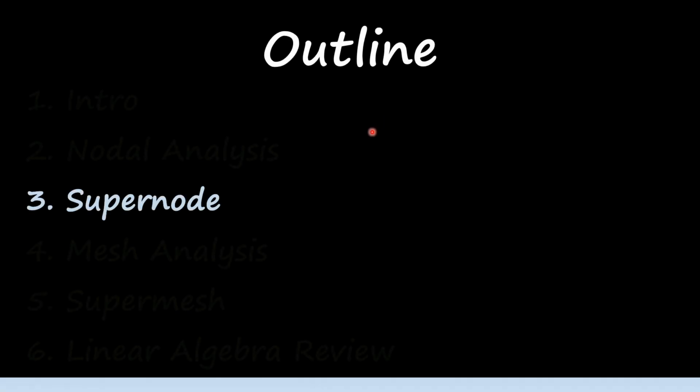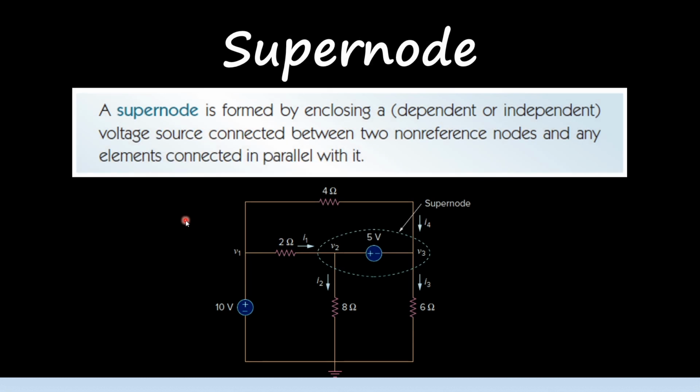All right, now we're going to learn one more concept, the concept of supernode. And supernode is defined by the following. It's a voltage source that is connected between two non-reference nodes. So every time that you look at an exercise and you see a voltage source that is connected between two non-reference nodes, in this case V2 and V3, this is called a supernode, and the cool part is that you have a way to relate these two nodes together based on the voltage that you have on that voltage source.